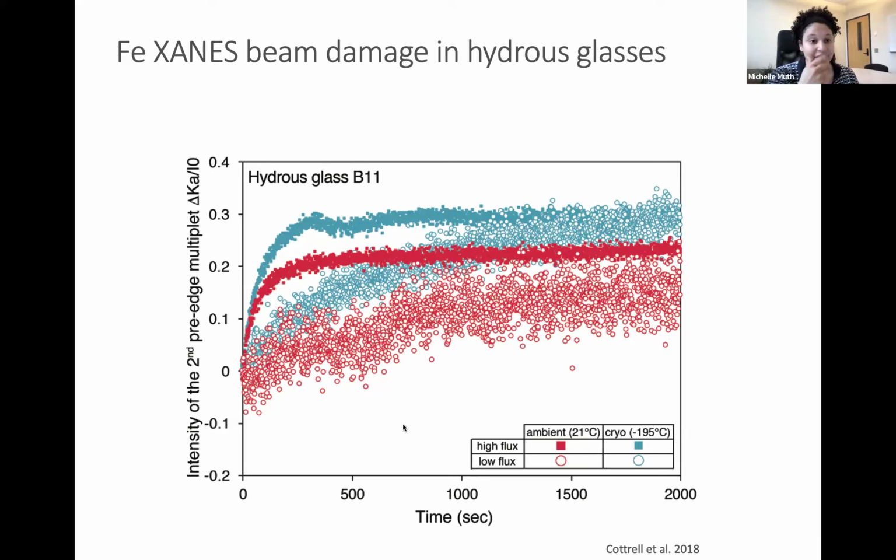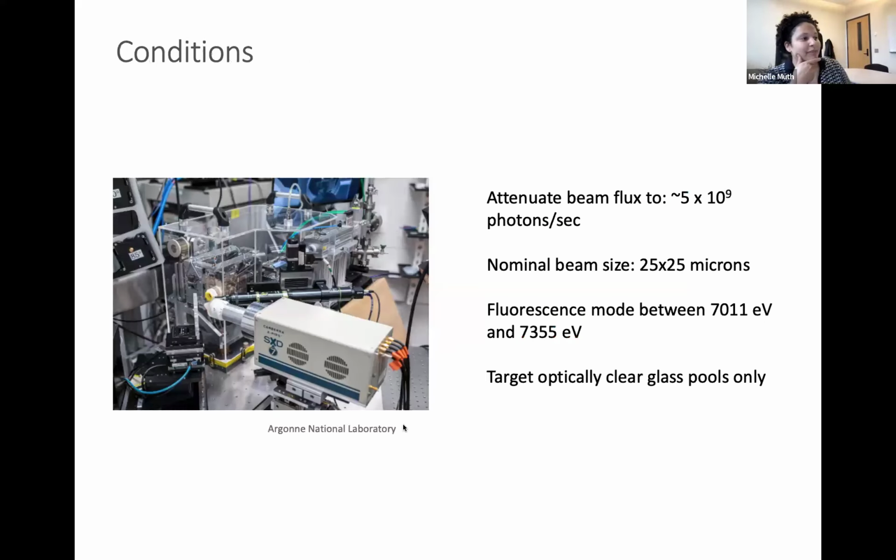Also interesting to note in the study is that they did try to use a cryo stage to prevent beam damage, but unlike many applications, it actually seems to make the beam damage worse in hydrous glasses. So that meant that for our conditions for iron XANES, we also attenuated the beam as much as we were able to, and we also increased the beam size as much as we were able to.